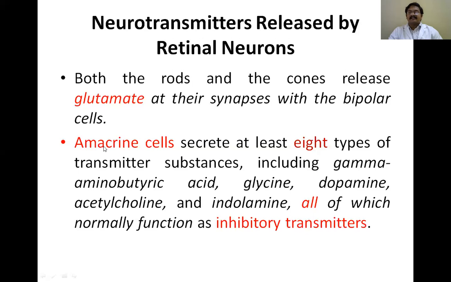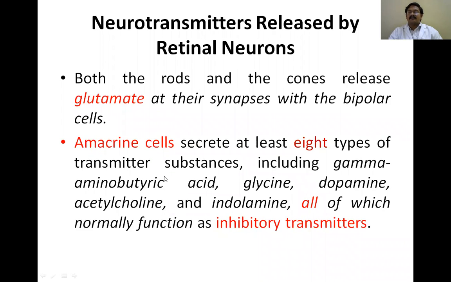The amacrine cells secrete 8 types of neurotransmitters, and all of these play an inhibitory role only. These include gamma aminobutyric acid, GABA, glycine, dopamine, acetylcholine, and indolamine, all of which normally function as inhibitory transmitters.